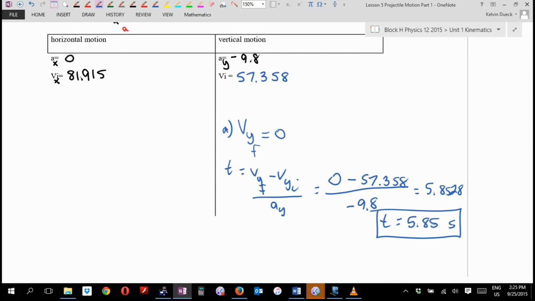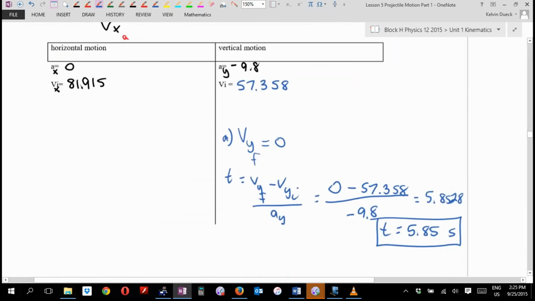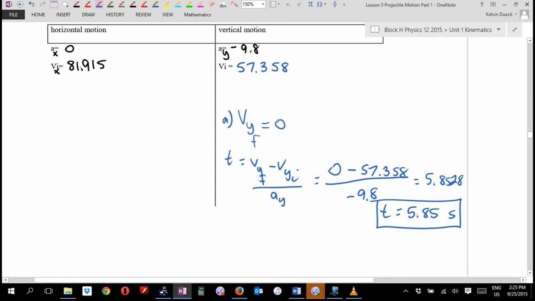Cool. What's B want me to find? Good projectiles, gravity. What's B want me to find? Total flight time. We found time to top. Isn't that what we just found? We found time to top. There is a very easy way to find total flight time for this question. I thought I heard someone say it.